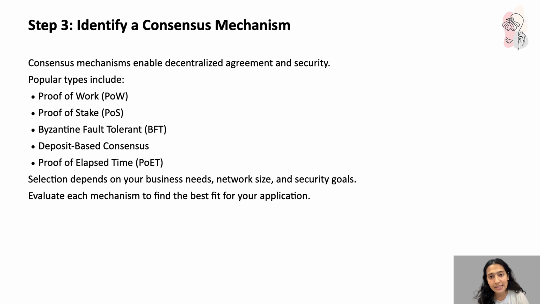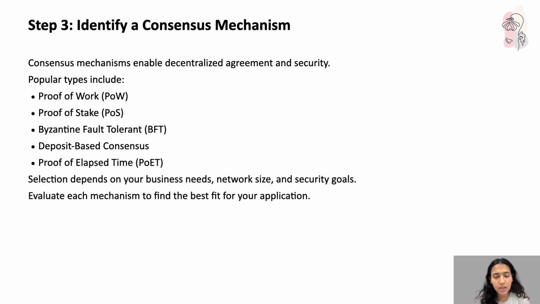Because in a decentralized system, we all know no one's in charge. So if you want to maintain agreement and security, you need to choose a consensus mechanism that aligns with your needs. And there is no one size fits all approach. We have different mechanisms, and choosing among them is actually the point of this step.